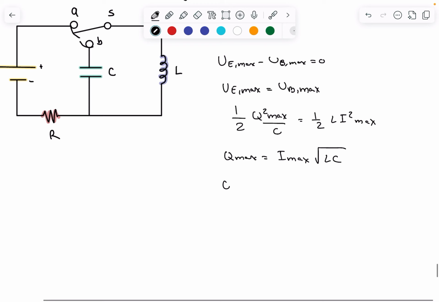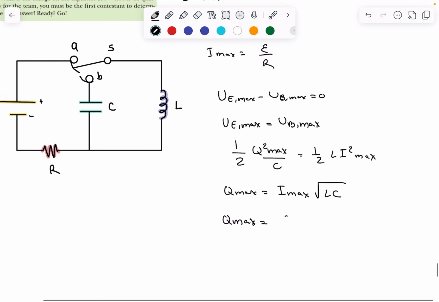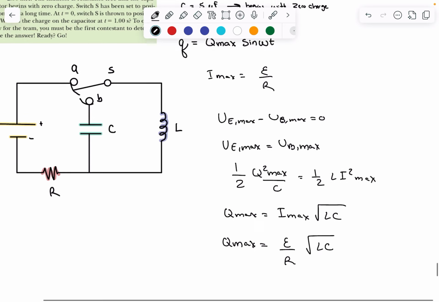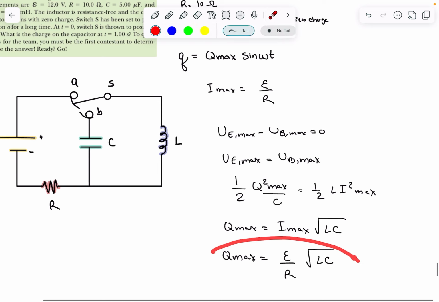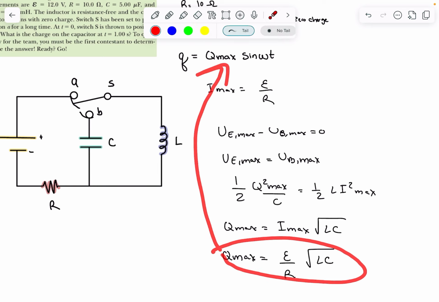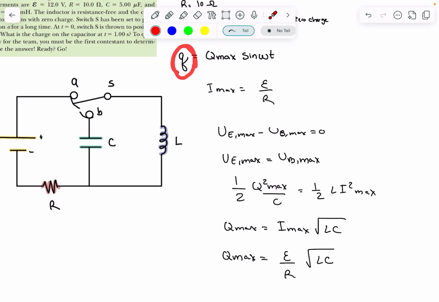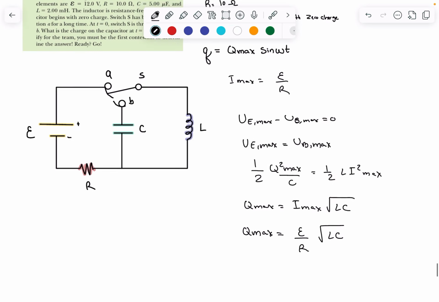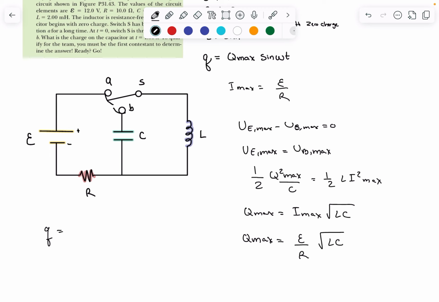So then Q max is equal to E divided by R square root of L times C. What we're going to do is take this equation here and insert it into our equation for Q, which here is a little q because it changes depending on the time. So if I were to write that out, we have Q is equal to E over R square root of LC sine of omega t.